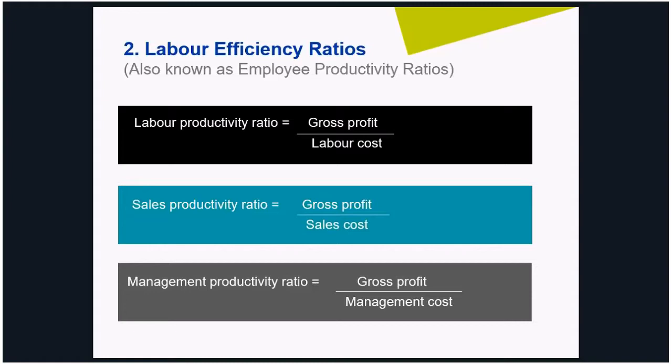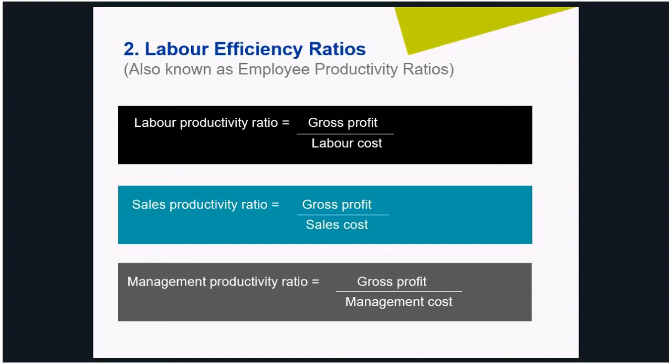The second ratio would be your sales productivity ratio, where we would look at the return generated on the employee cost for sales and marketing personnel. And the final ratio would be your management productivity ratio, where we would look at the return on employee costs incurred in the administration, finance, and management of the overall company.